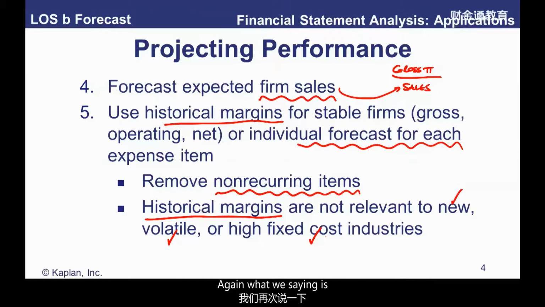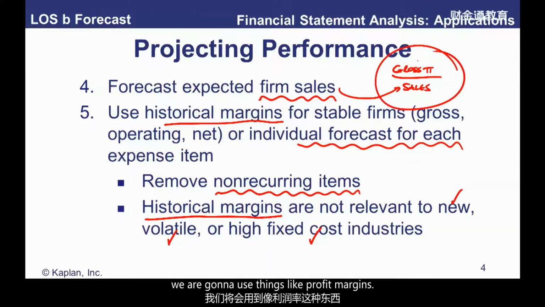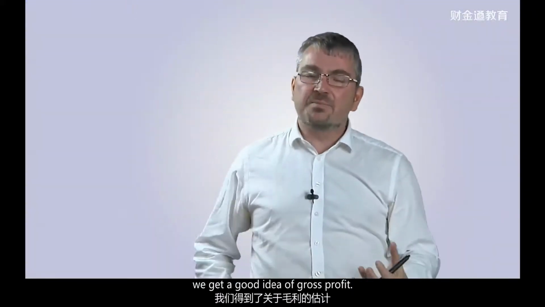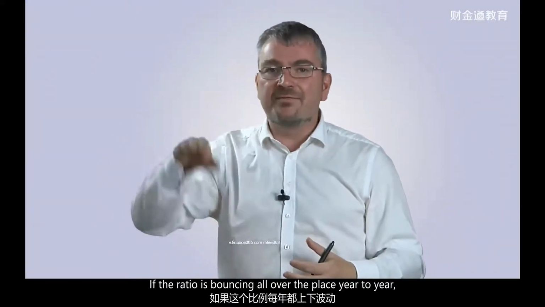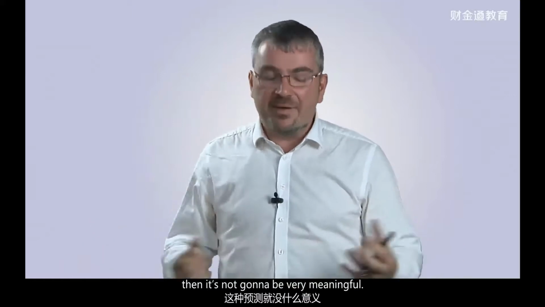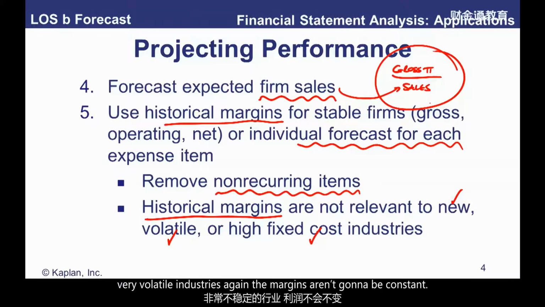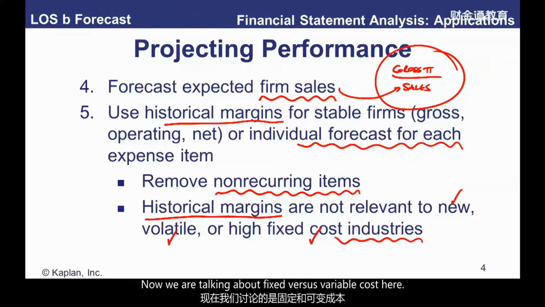Again, what we're saying is if we're going to use things like profit margins, we need them to be constant over time. That way, by plugging in the sales, we get a good idea of gross profit. If the ratio is bouncing all over the place year to year, then it's not going to be very meaningful. Now, of course, new industries, we don't know what those ratios are likely to be, and their volatility over time. Volatile industries, very volatile industries, again, the margins aren't going to be constant. And high fixed cost industries.